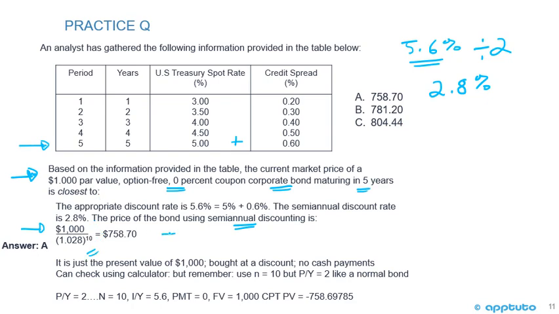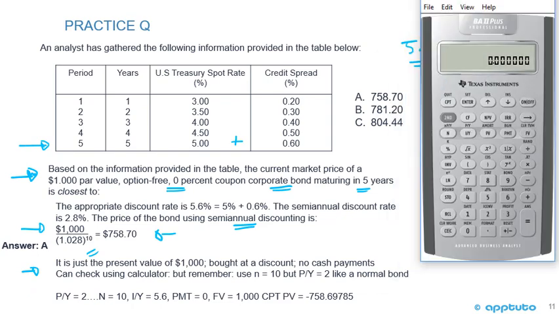So if we just do the algebra there, it's 1,000 divided by 1.028 to the power of 10 equals 758.7, okay? So as I said here, it's just a present value of $1,000, bought at a discount, no cash payments. Can check using the calculator. So I'll just bring up the calculator.